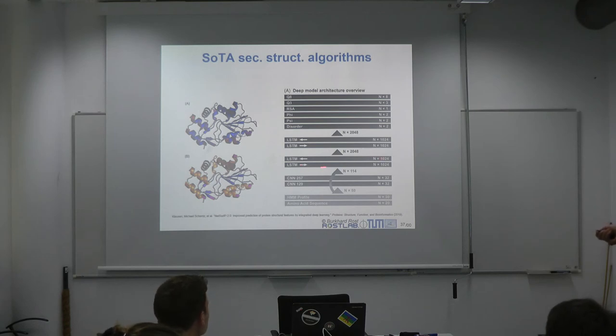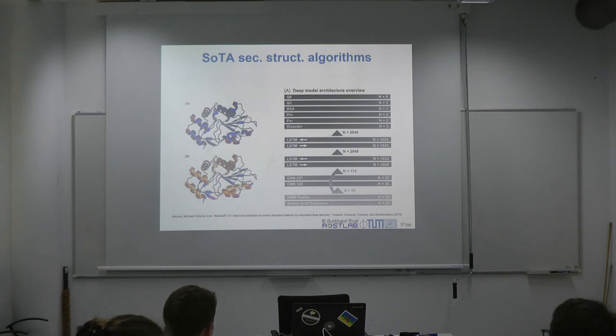Then you have two bidirectional LSTMs, again stacked on top of each other. You produce a feature vector of size 1024 for the forward pass, then you do the backward pass, you also create a feature vector of size 1024, you concatenate them, and then you do the same again. Then you do a multi-class prediction of 8-state secondary structure, 3-state secondary structure, relative solvent accessibility, phi and psi angles, in this order. And here on the left, they've just tried to visualize some of the results.